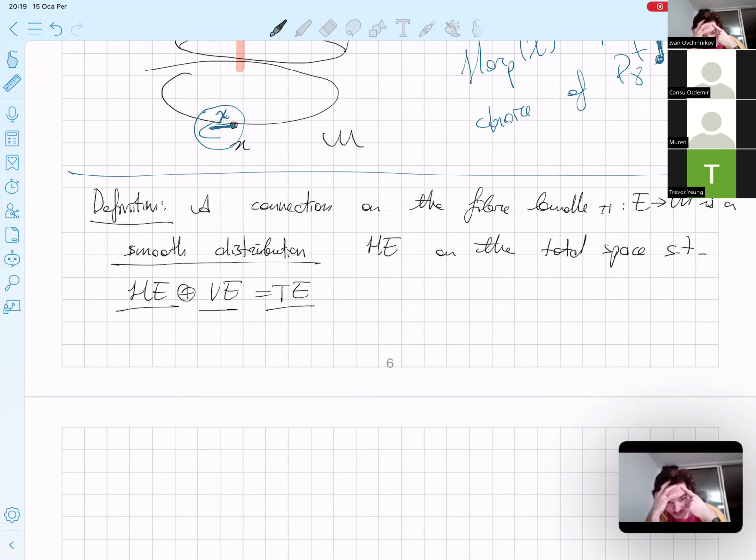And we say for any P in E, the fiber HPE in TPE is called the horizontal subspace at P. Okay, so what did we define? We defined the connection and we defined the horizontal subspace. Now let's say what a smooth distribution is.